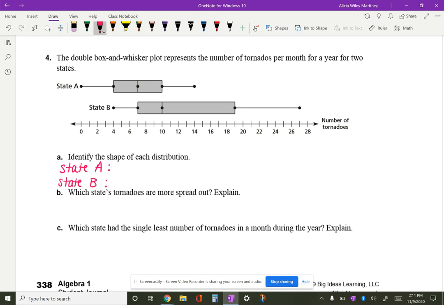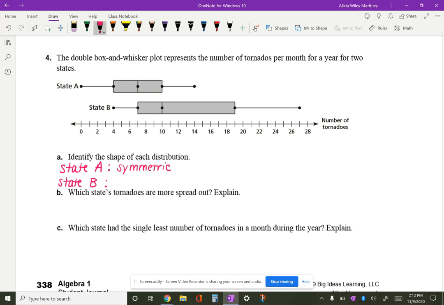I can see in State A that the whiskers seem pretty even, and the median, which is Q2, is really centered very well in that box. So I would say that State A is symmetric.